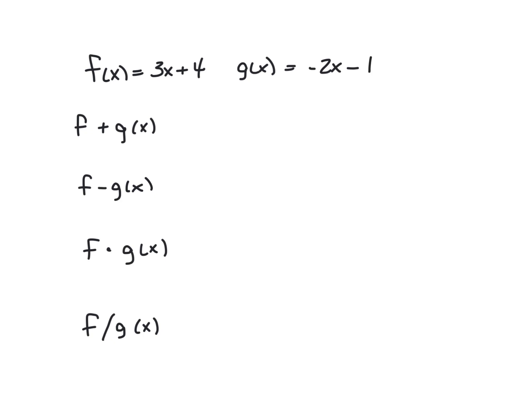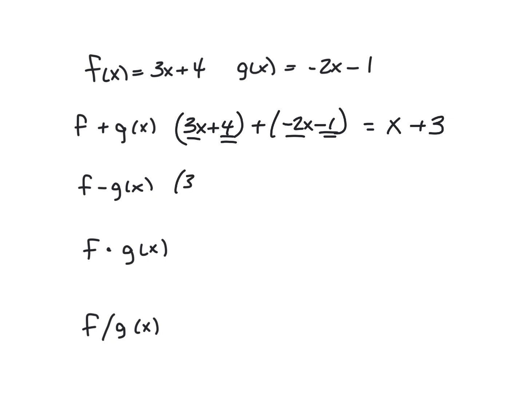So a couple examples here, if you're given a couple functions and you're asked to perform operations with them. This first one here, we have f of x plus g of x. So that is simply your 3x plus 4, which is your f of x, plus your g of x, which is negative 2x minus 1. We just combine like terms. We'd have x, 4 minus 1 is a positive 3.